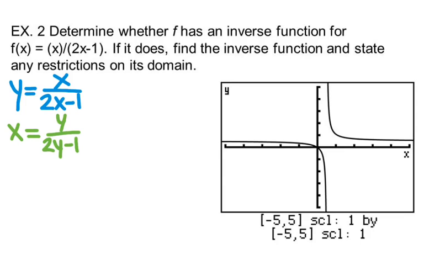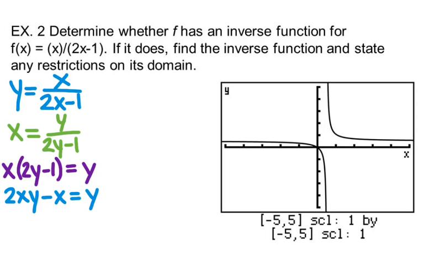So to get rid of that, or move it, I need to multiply both sides by 2y minus 1. So that's going to leave me with x times 2y minus 1 equals y. So I'm going to go ahead and distribute the x on the left-hand side. So this will be 2xy minus x equals y.